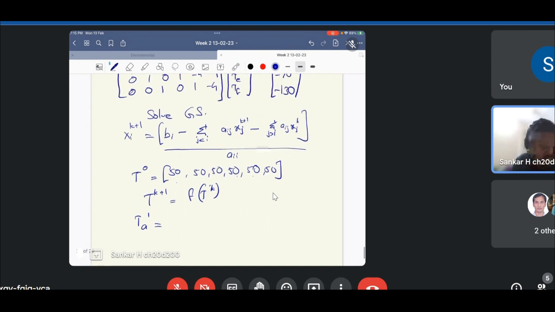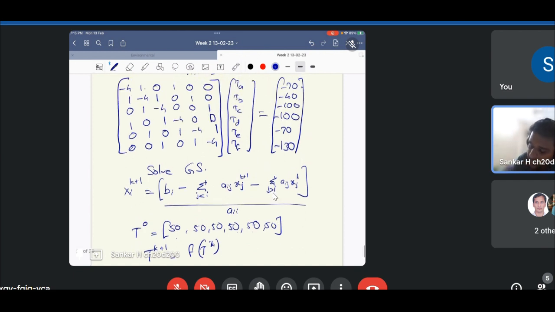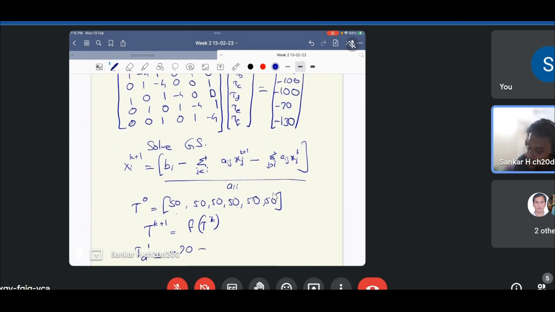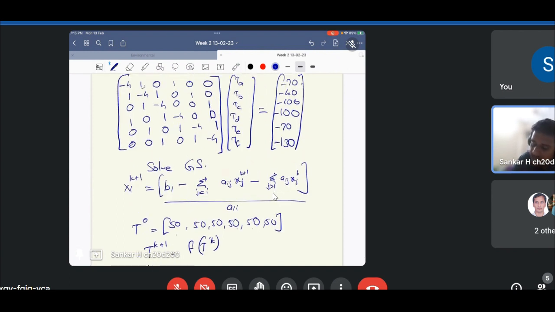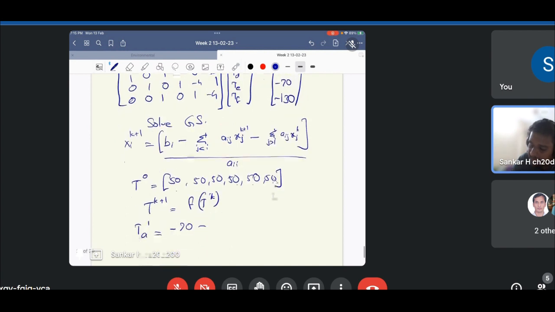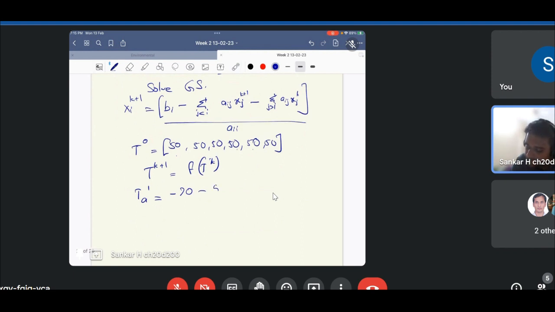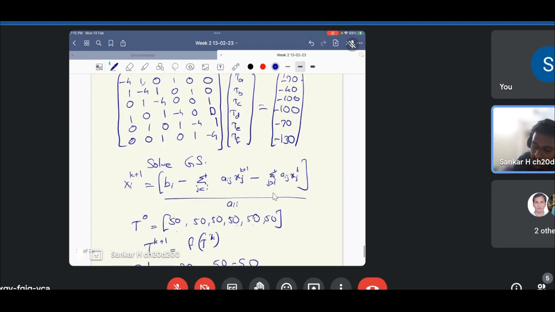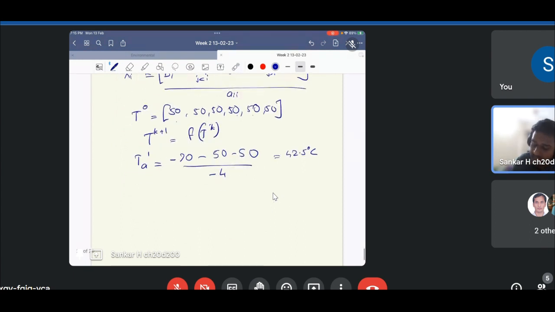So for that, we need the b_i. b_i will be here -70, minus a_ij x_j. a_ij here would be 1 times TB minus 1 times TD. All of them are 50 here. So -70 minus 50 minus 50, divided by a_ii. a_ii is here -4. So you'll get 42.5 degrees Celsius for the first iteration.